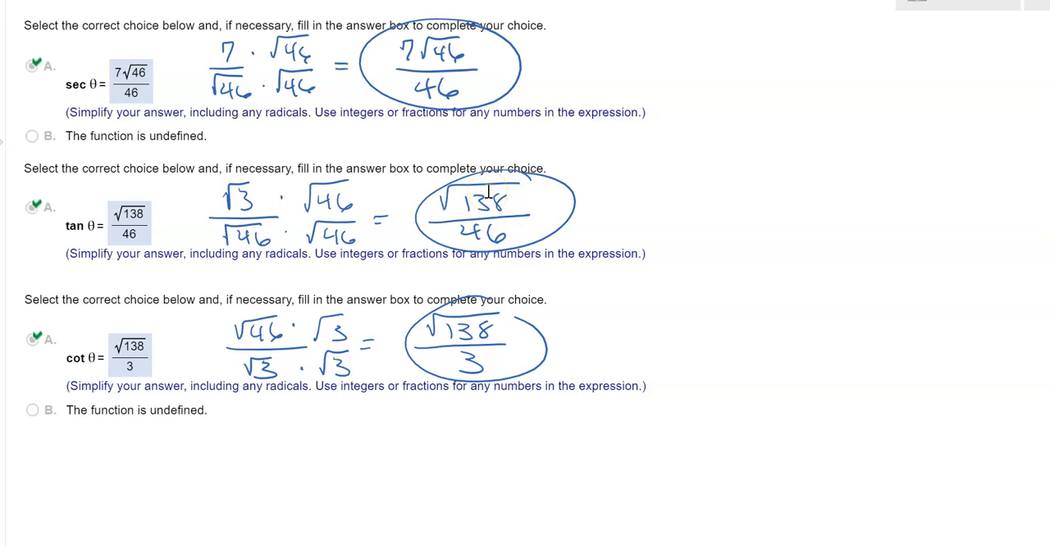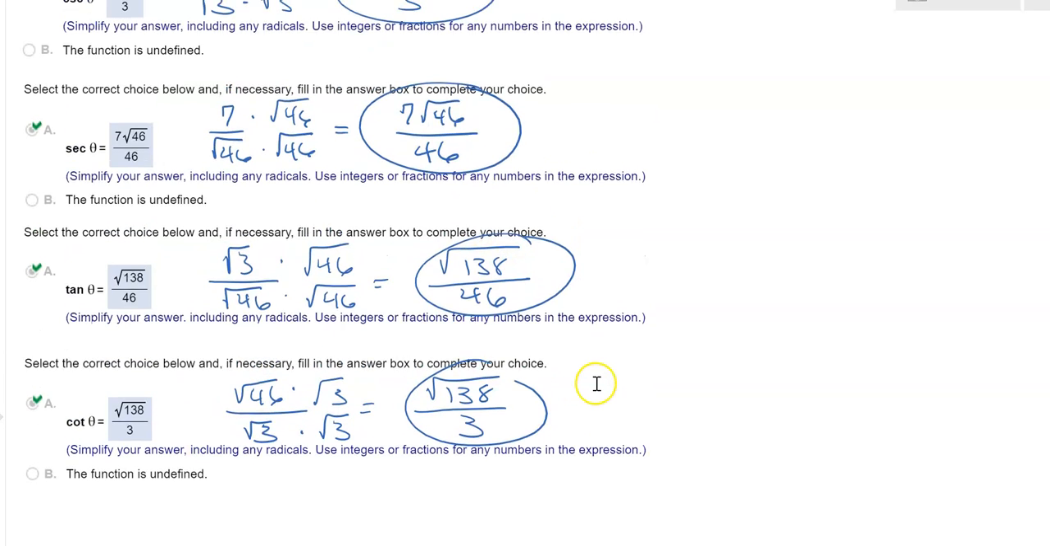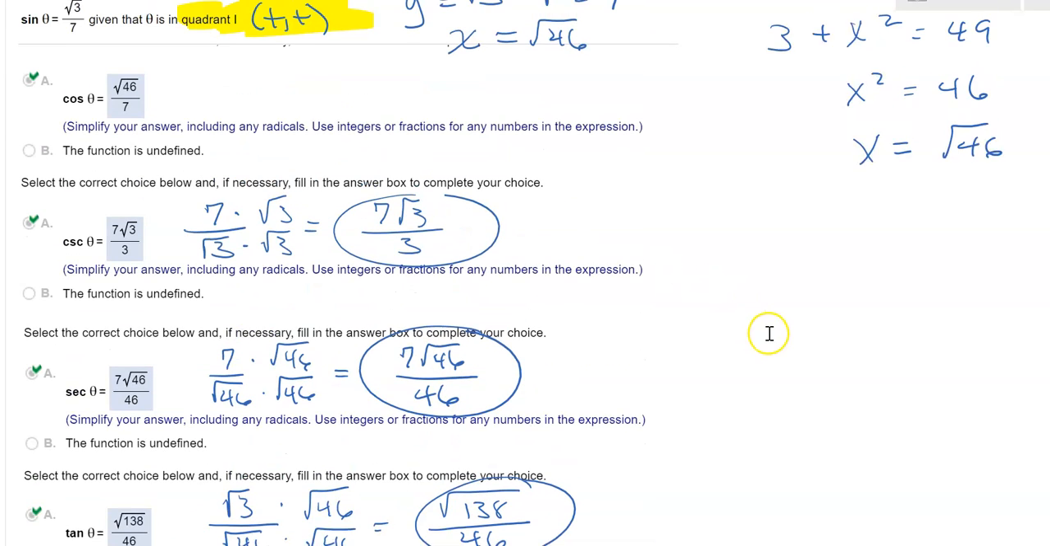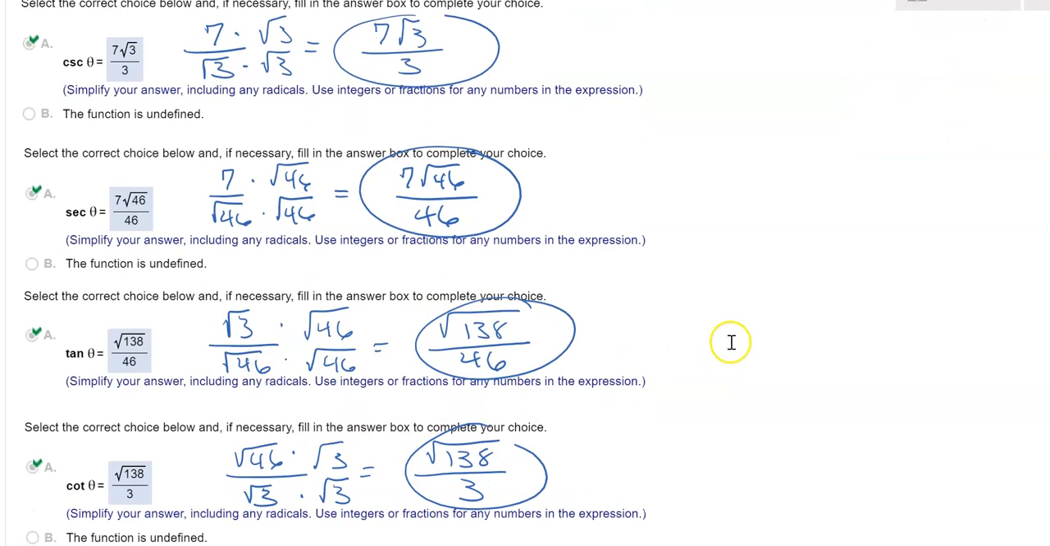You might end up with a case in which you can simplify this. I can't in my case, so I'm done. And same with the last one. So you might have cases where you can simplify these numbers. If you're allowed to simplify further, do it.